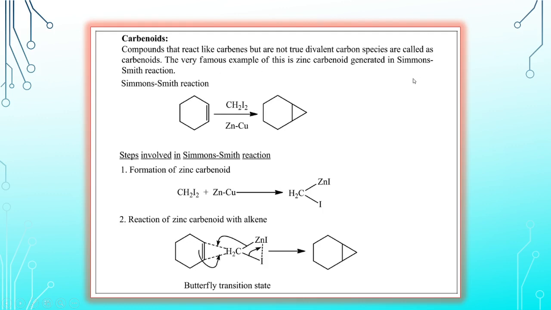So these are the reactions of carbenes. Here we have completed the study of carbenes. In the next lecture, we are going to start the nitrenes.